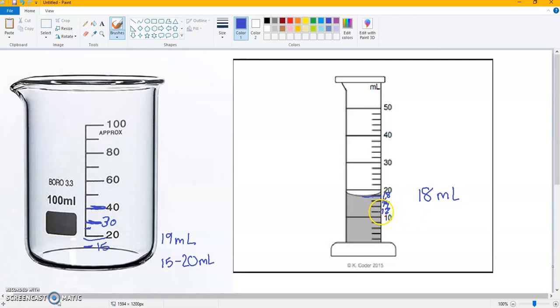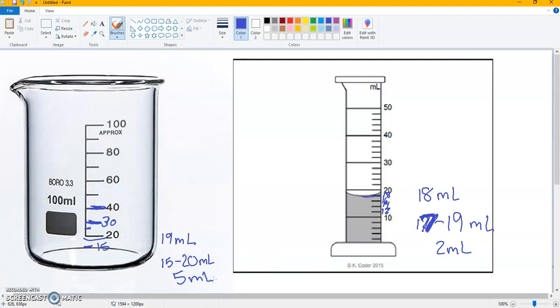And it could be, so I take one of these separations, and they have a separation of 2. So that means I can guess either one high or one low. So that means I could be anywhere between 17 milliliters and 19 milliliters. Okay? So, there we go. Here I have a range of 2 milliliters. Here I have a range of 5 milliliters.